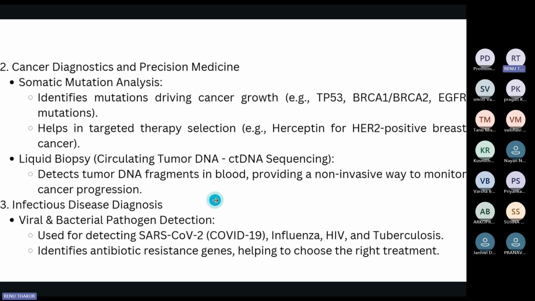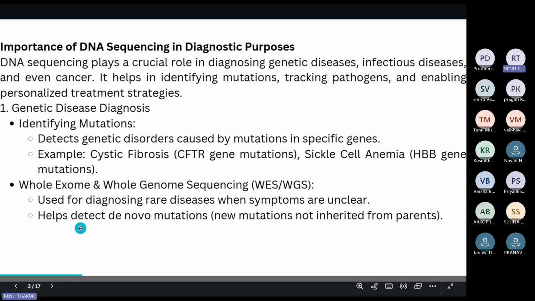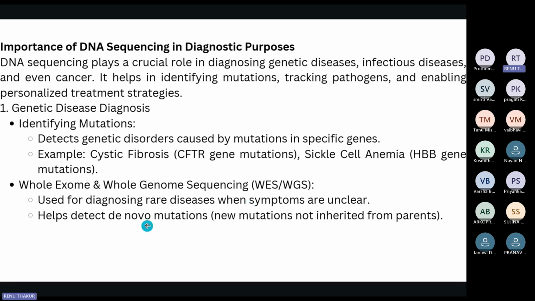So when you want to diagnose a very rare disease, you won't waste time looking at the non-coding sequences, right? During those instances, whole exome sequencing comes in handy, where only the expressed parts of the genes are sequenced to detect rare diseases when the symptoms are unclear, okay? And it helps detect de novo mutations. De novo mutations are nothing but new mutations, which are not inherited genetically, okay?